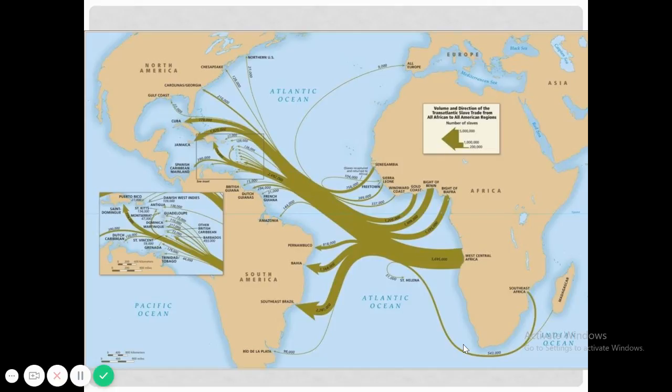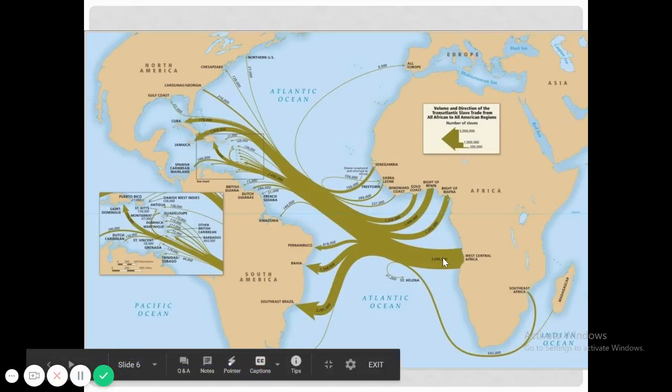And I hate to end our lecture on such a somber note. Here is a graphic showing the volume and direction of the transatlantic slave trade from all African to all American regions.